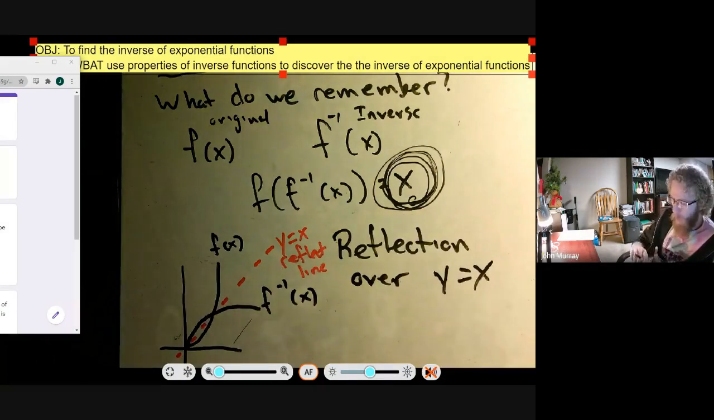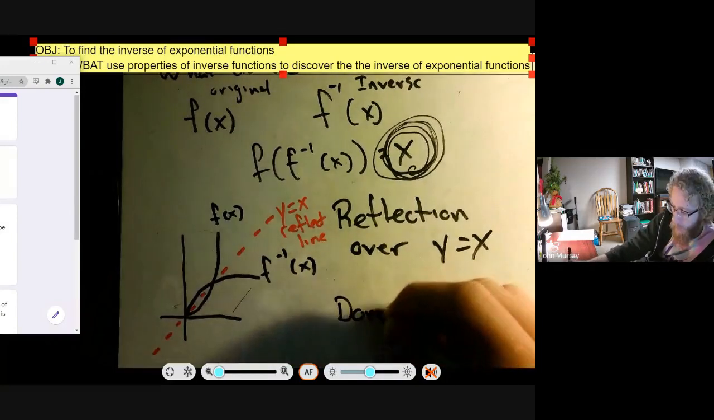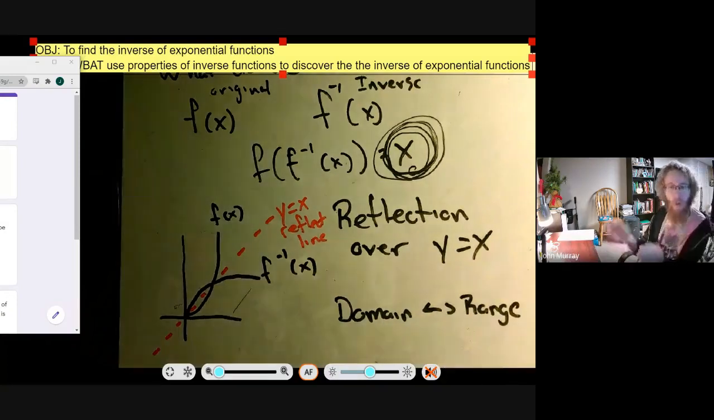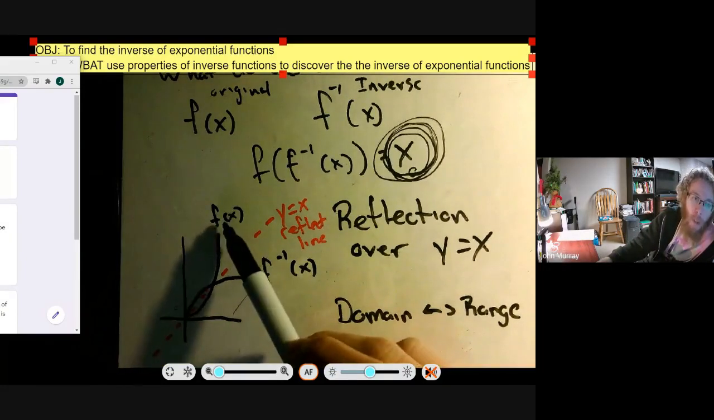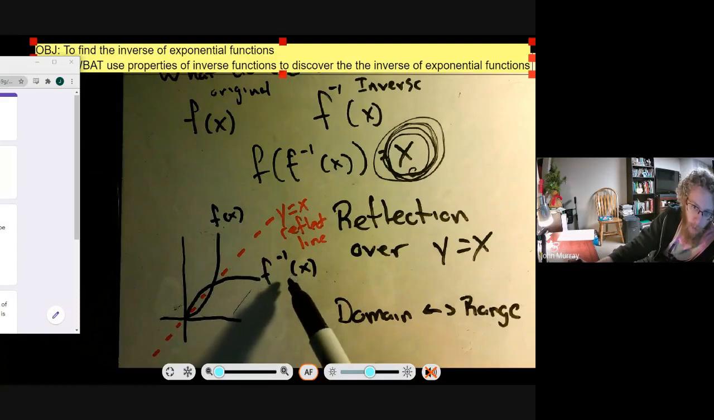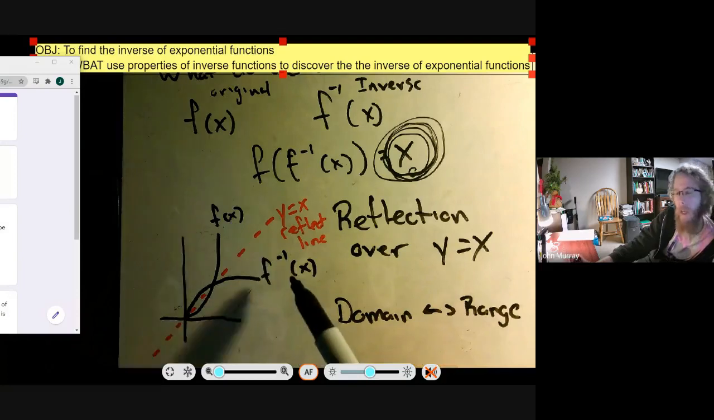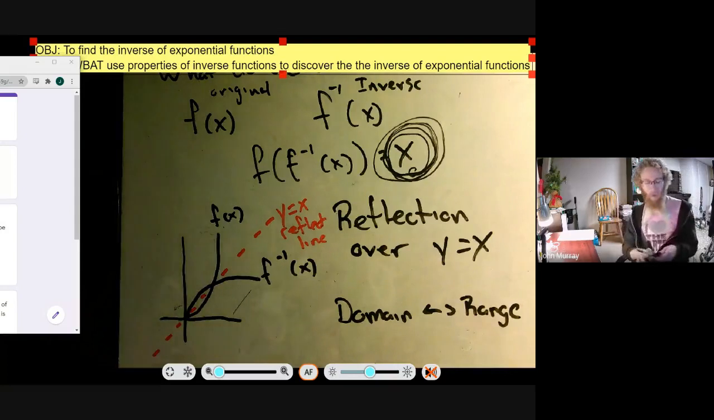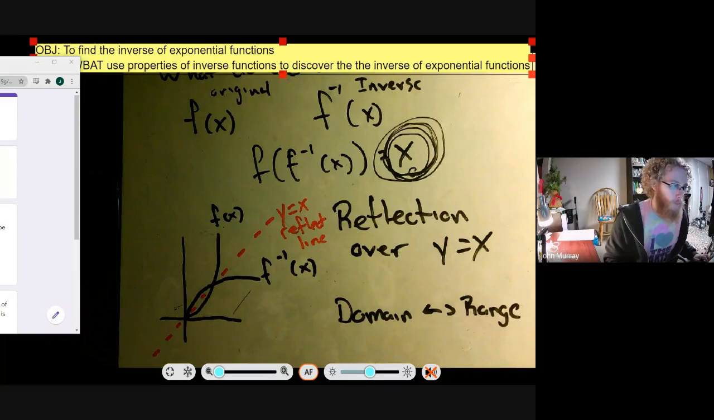Okay, good. So another part of that is our domain and our range swap. All of the x values of my original function become the y values of my inverse, and all the y values of my original become the x values of my inverse, right? Okay, so good. So now that we have a base there, let's use that.